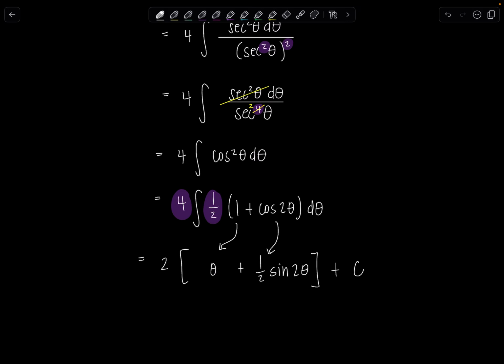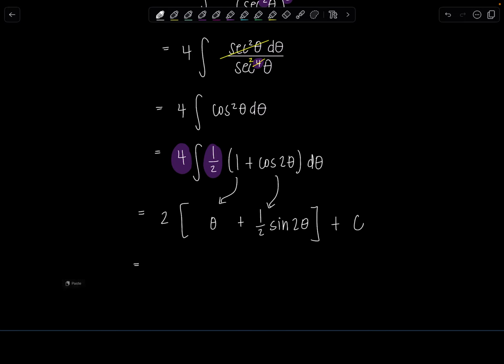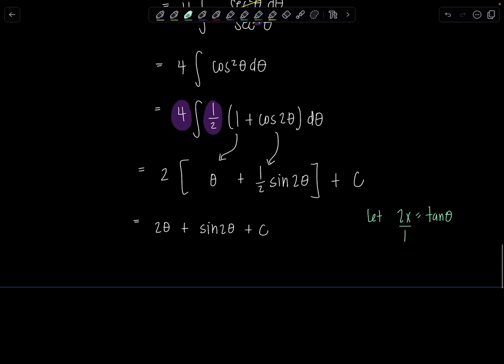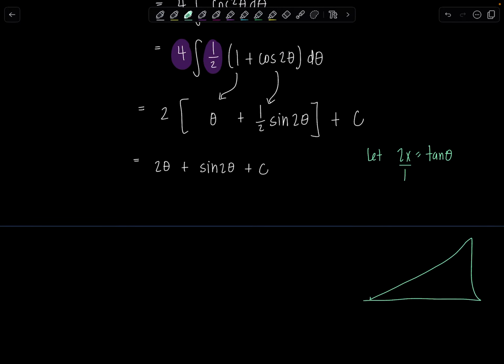Now, before you get too excited, it's not time to box the answer. Let's distribute the 2, and then we have to go back to the original variable of the problem, which was x. In order to do so, we need to draw a triangle. Remember, we made that substitution: we let 2x equal tangent theta, which you can think of as 2x over 1. Tangent of theta is the ratio of the opposite over adjacent side. So there's theta, opposite side is 2x, adjacent side is 1, and the hypotenuse is the square root of 4x squared plus 1.